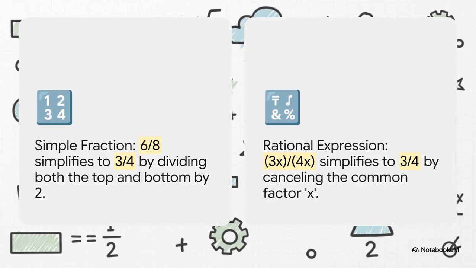It's exactly the same logic. The x is just a common factor, just like the 2 was in 6/8. So what do we do? We cancel it out. And what are we left with? You got it, 3/4. It's the same principle, just dressed up with a variable.